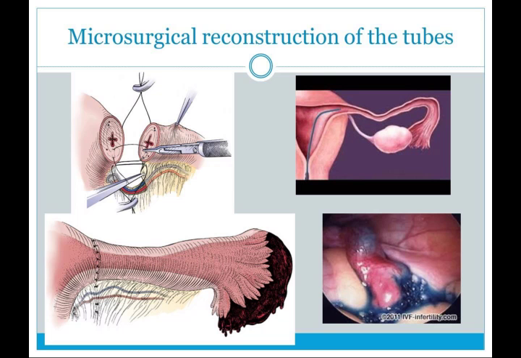Microsurgical reconstruction of the fallopian tubes is also called a tuboplasty. The obstructed portion of the tube may be removed and the remaining tube is put back together to create patency. This can be done to reverse a BTL, which is a bilateral tubal ligation. The surgeon will inject methylene blue or indigo carmine into the uterus to check for patency.